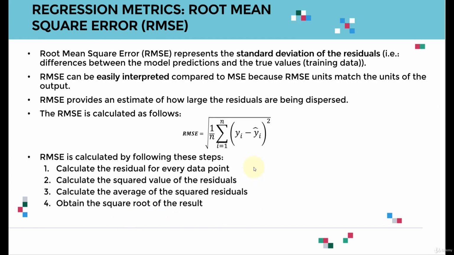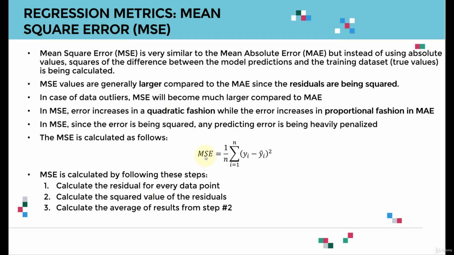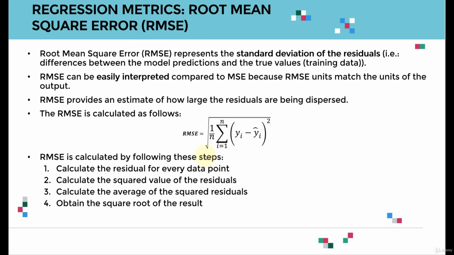The third metric is the root mean square error. Simply put, we take our mean squared error, which is what we had before, and we get the square root of it. That's all it is. So here we have the MSE, we take the square root, and that generates the RMSE. Root mean square error represents the standard deviation of the residuals, which is simply the dispersion away from the mean.